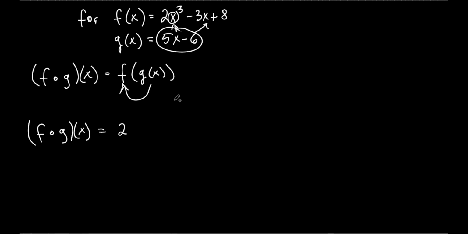See what I'm doing? All right. So I'm just taking that whole g of x, and I'm substituting it in for the x in the f function. Okay? It's just substitution. So I'm going to write a 2. I'm going to put a parentheses. What do I replace that x with? 5x minus 6. I know, because you answered it correctly earlier.